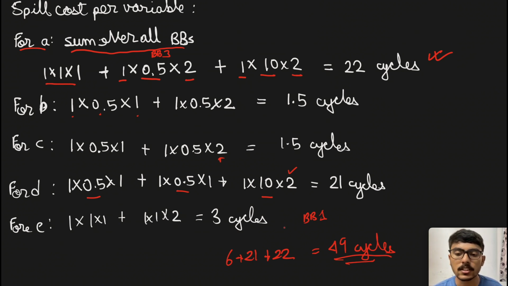So this is it. I hope I was able to make you understand how we need to calculate the global register allocation for a given control flow graph and any given program, I would say, because that can be converted into a control flow graph.